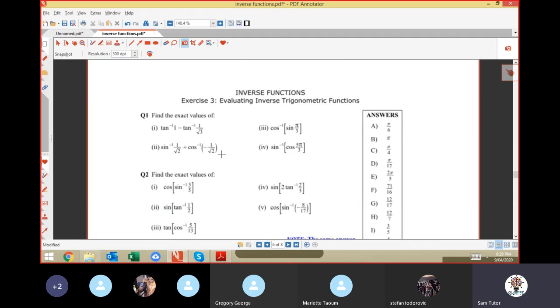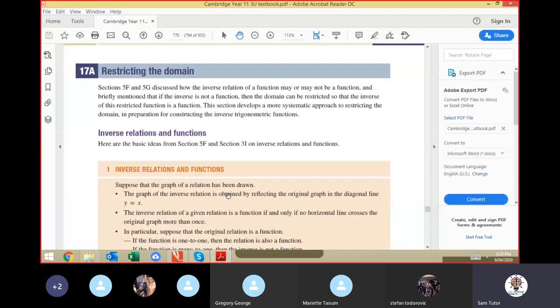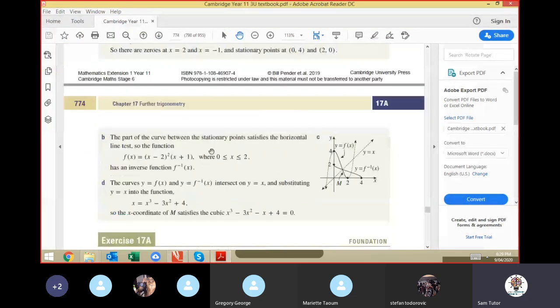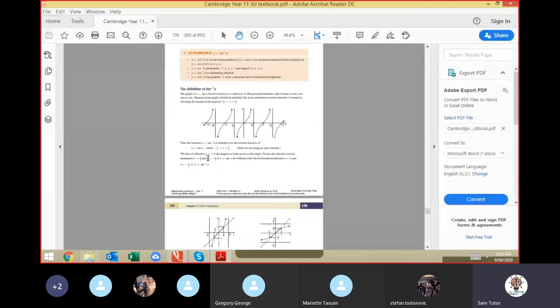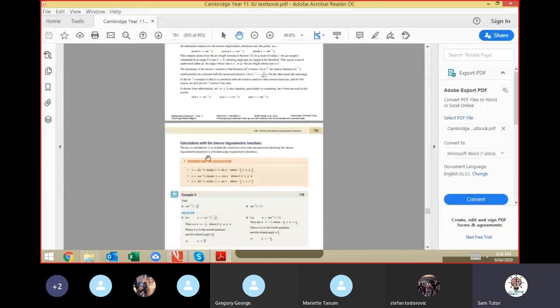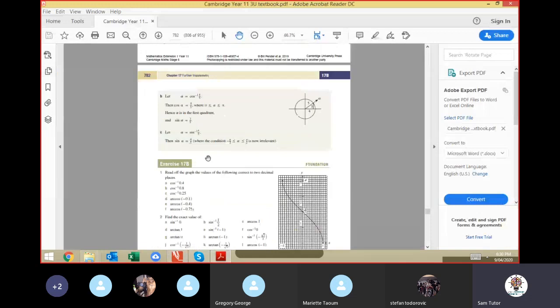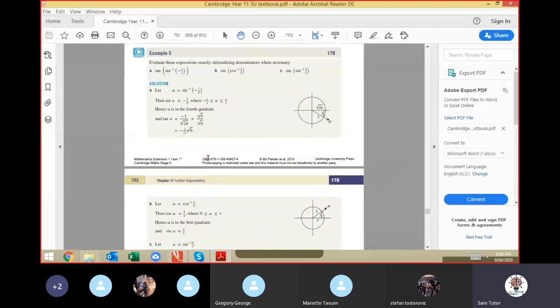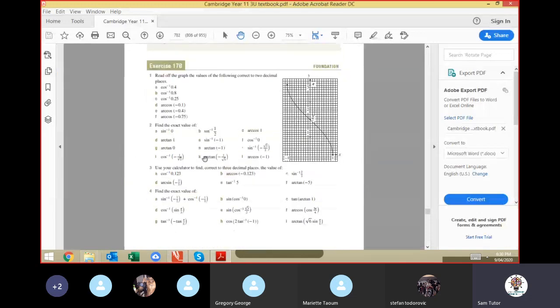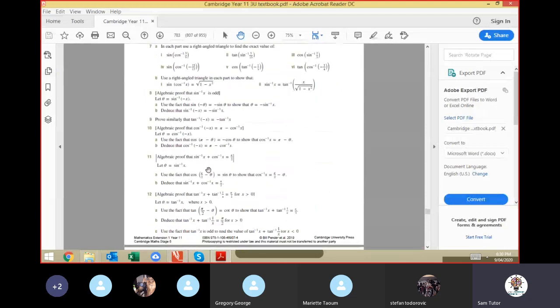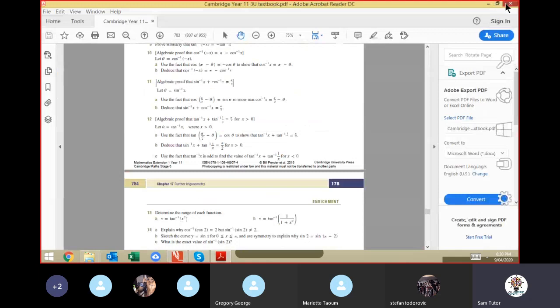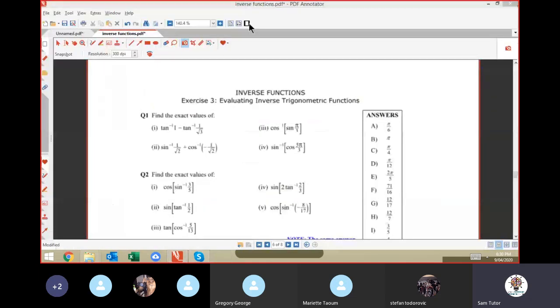Evaluating inverse trig functions. Let me just make sure it's done the same way. So we just did that exercise. Yeah, it has to be done that way. Okay. Maybe some more. All right.